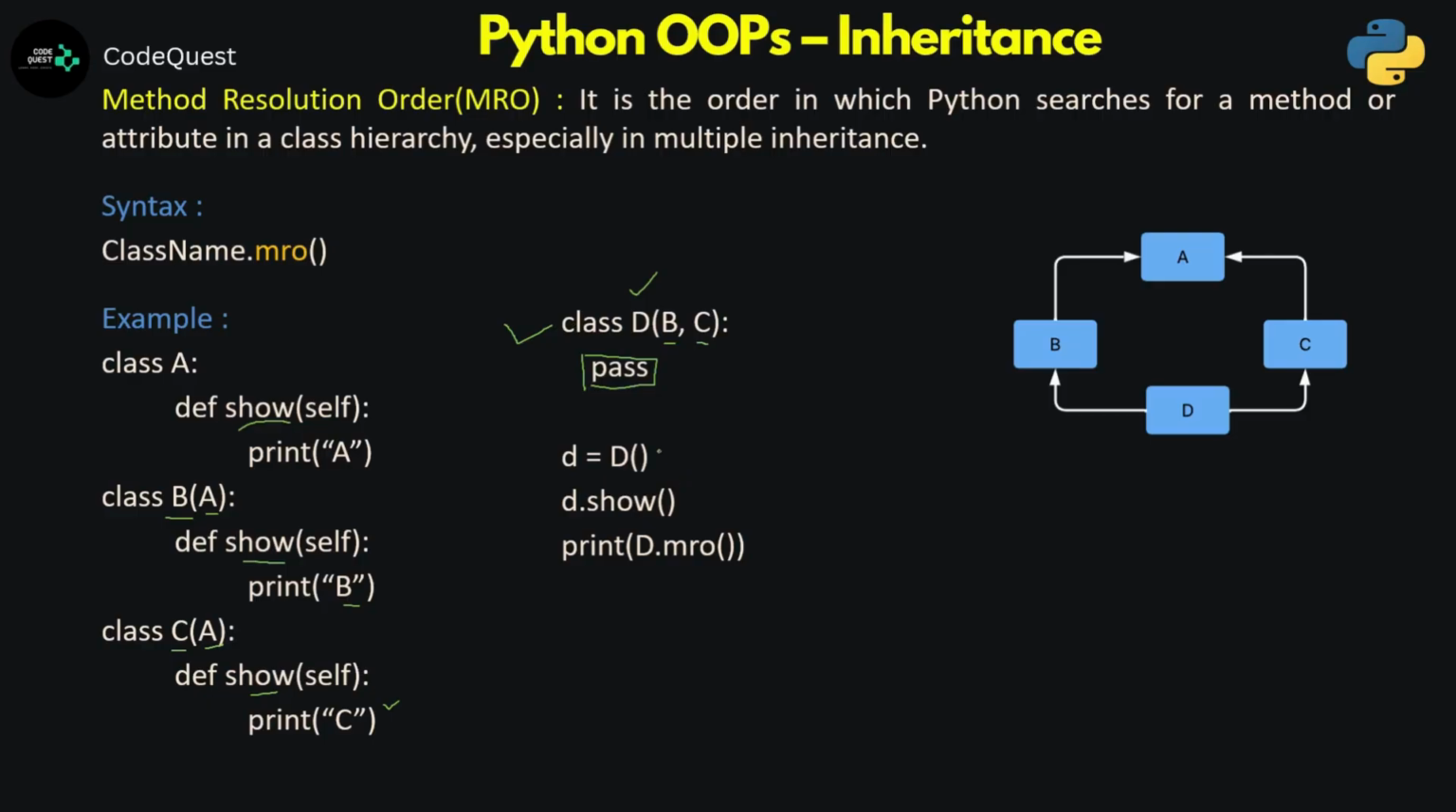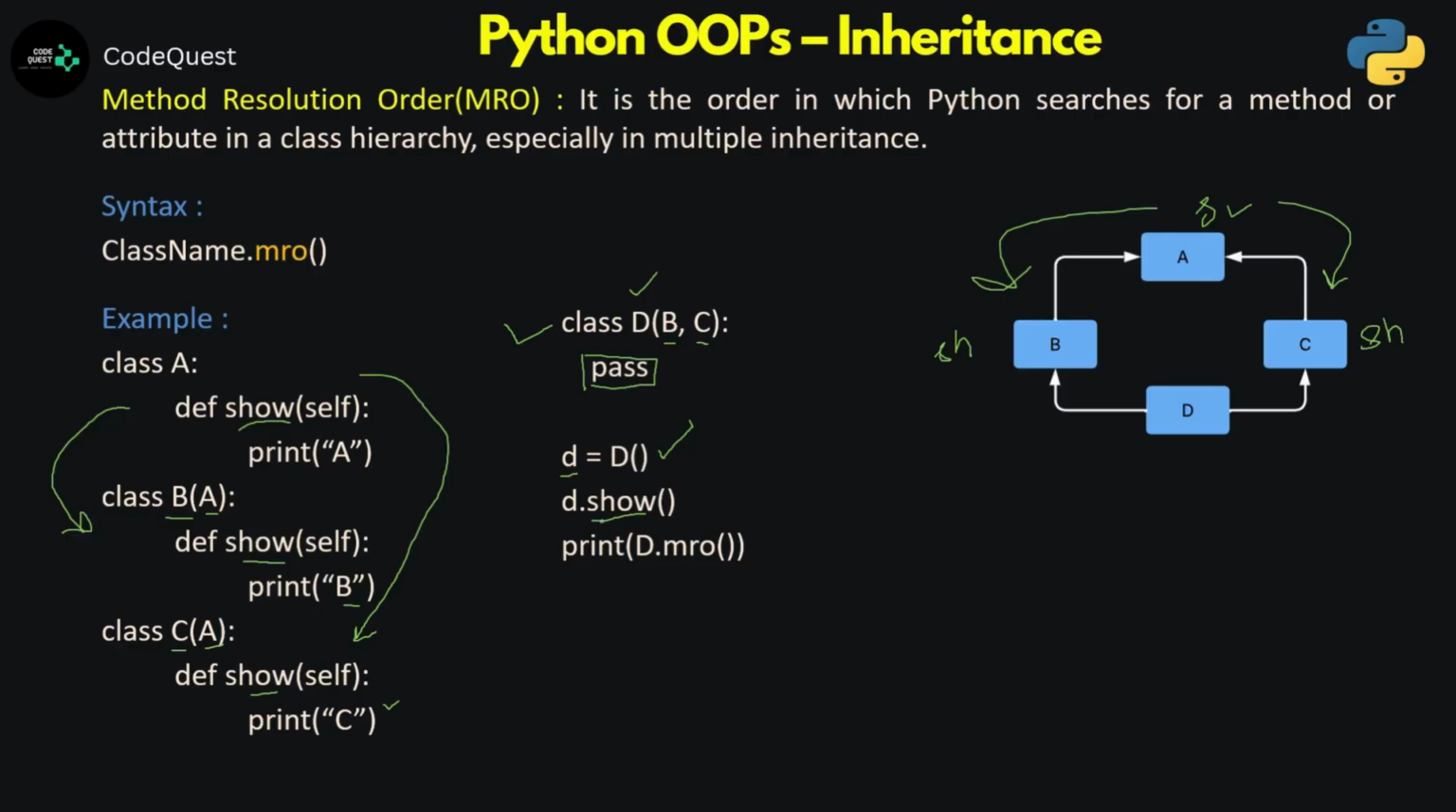Now when I'm going to create the object of this class D, let's say this small d is referring to that object. When I'm calling the show method, as we can see, the show method of A is available in class B. And similarly, the class A show method is also available in class C. Apart from that, the B class has its own show method. Similarly, the C class is also having its show method.